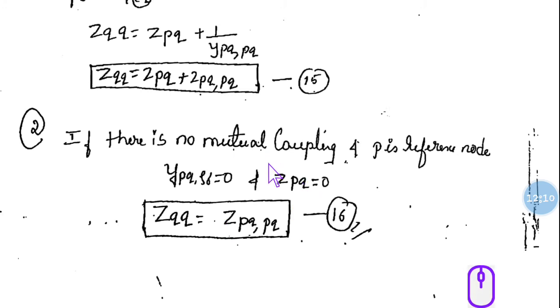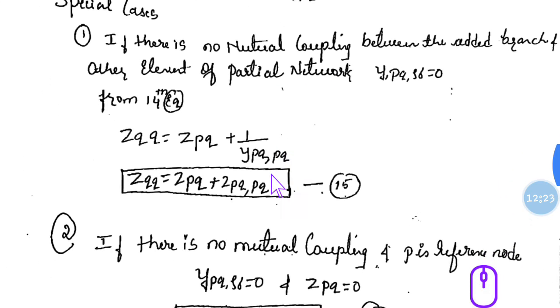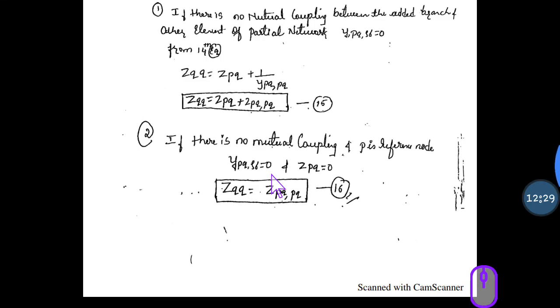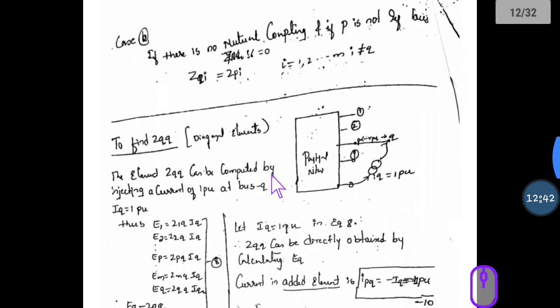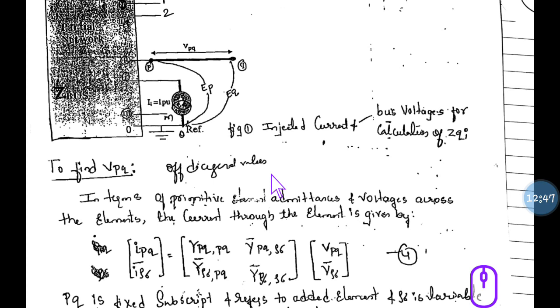With reference, ZPQ will be 0 and YPQ comma rho sigma will be 0. If you substitute here, this term will be 0 and only 1 by YPQ comma PQ will remain, and this term will be 0 by multiplication. 1 by YPQ comma PQ will be ZPQ comma PQ. So now we have derived for addition of branch, the diagonal as well as off-diagonal values: Z of Qi is off-diagonal, Z of QQ is diagonal. This is for modifications 1 and 2. For adding a branch, P belongs to the partial network and Q belongs to outside always. If you are adding a link, both belong to the partial network.